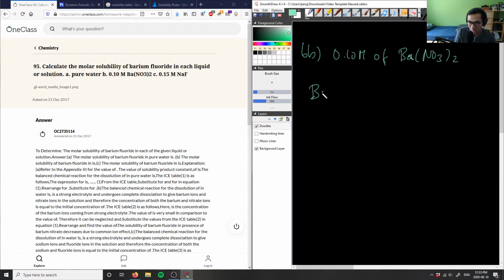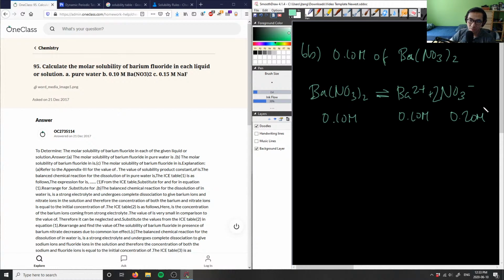So if we have Ba(NO3)2 and this dissociates into, again, Ba2+ and NO3-, I'm going to have 0.10 molar of this guy here, but I'm going to have Ba2+, which is also 0.10 molar. And then I have this nitrate group, which is going to be 0.20 molar actually because of that coefficient of 2, right? But I really care about Ba2+ because this is going to be related to my barium fluoride, right? Because I wrote this as Ba2+ and 2F- here.